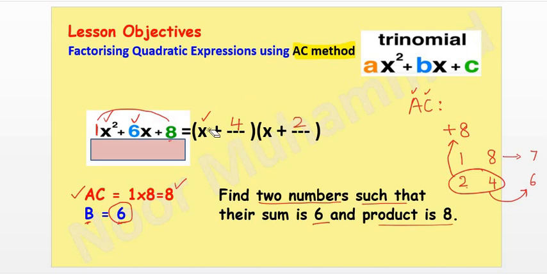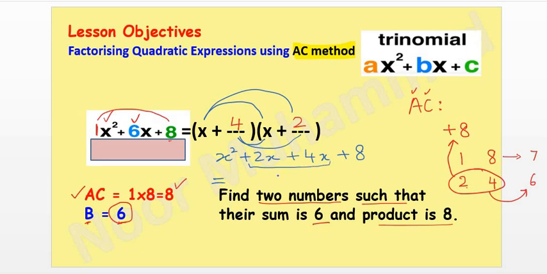When you are done, what can you do? You can check your answer. How can you check your answer? Multiply this x with the x and then multiply x with the 2. What will you get? You will get x squared plus 2x. Now multiply 4 with the x, it will give you positive 4x, and then multiply 4 with this 2, it will give you 8. Now clearly you can see that these two are like terms, they can be added. So x squared plus 6x plus 8. We are getting the same answer as the question.